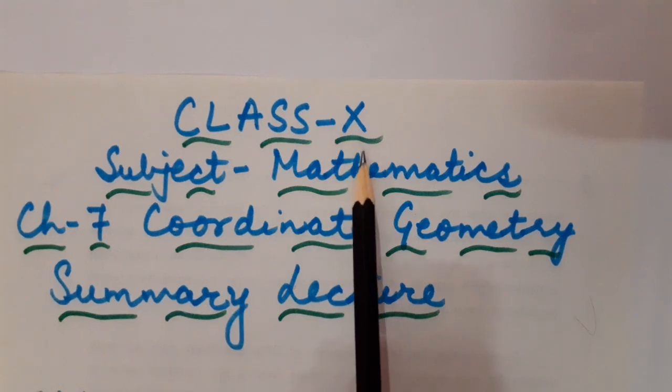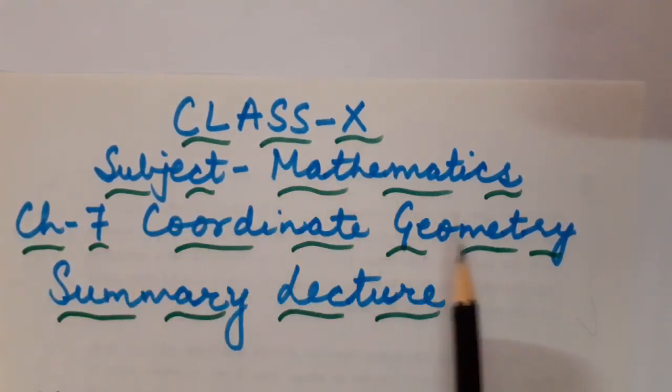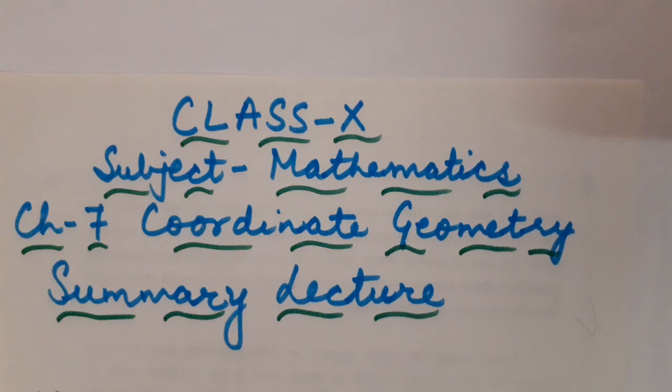This is class 10th, subject mathematics, chapter number 7, coordinate geometry. This is a summary lecture. Children, I told you that I am going to finish this complete chapter in two summary lectures. As there are four derivations, the first two derivations, one of the distance formula and another of the section formula, I have taught you in my previous summary lecture. Now today I will proceed further with the rest of the two derivations.